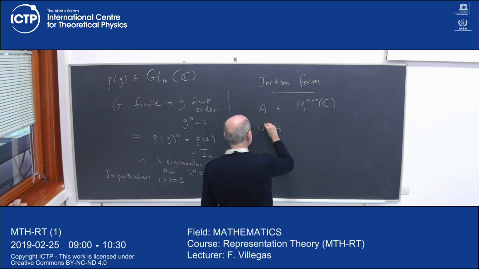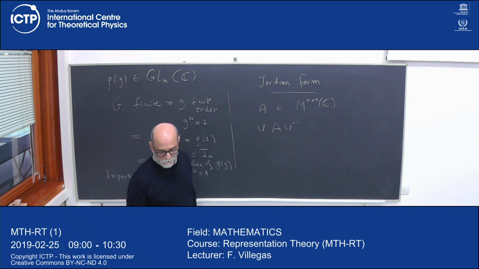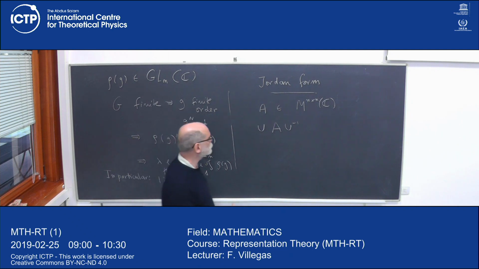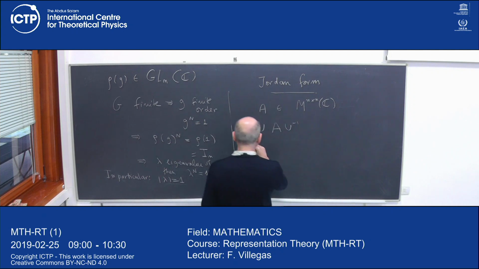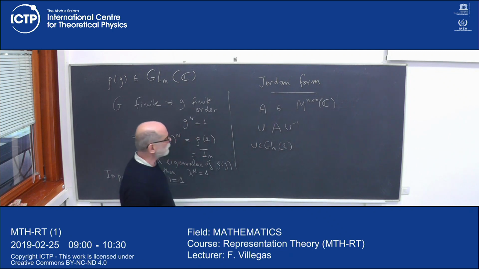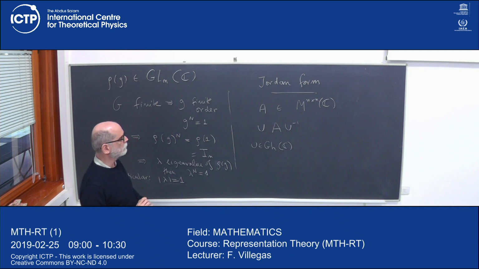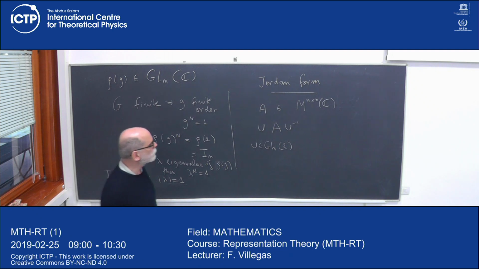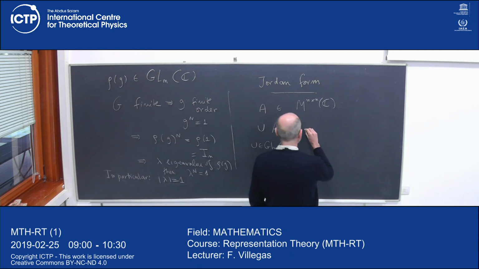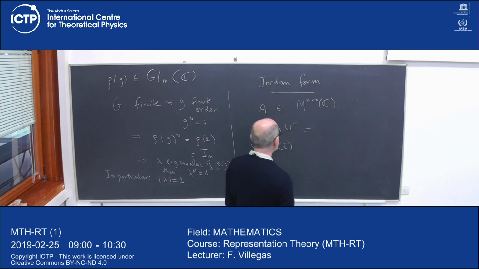If you change bases on your vector space, you will be changing your matrix by a conjugation like this, for U some invertible matrix, which is the matrix that does the change of bases. And the standard thing in linear algebra is that you would like to change bases so that the matrix A becomes as simple as possible. And what Jordan form tells you is that there is a way to choose U.